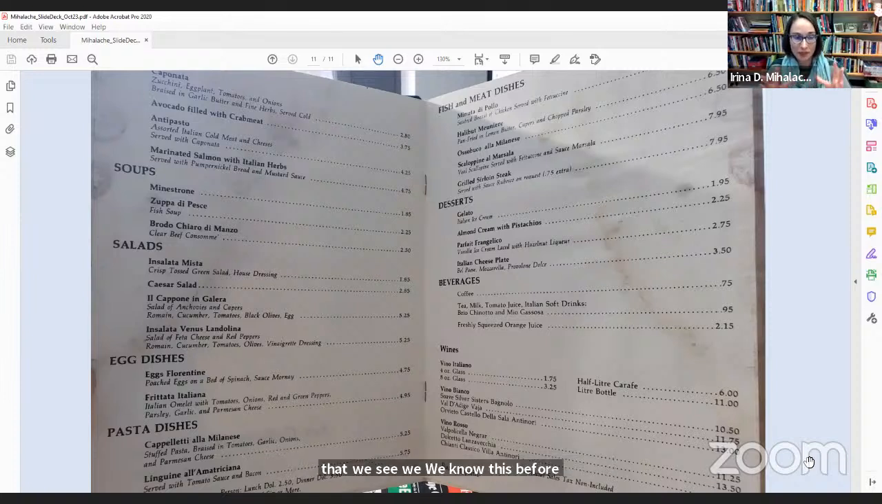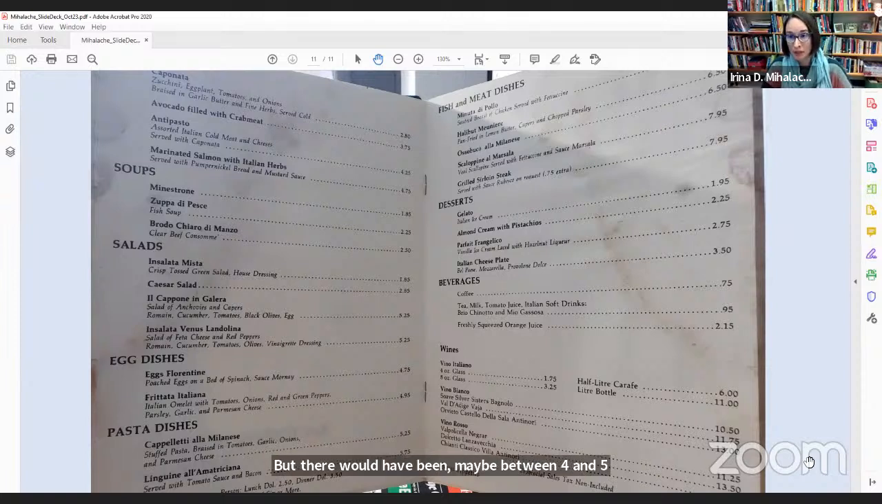So I wanted you to have an idea of these two examples that were quite popular. I wasn't able to include obviously all the elements of the collection, but there would have been maybe between 4 and 5 themed menus, if not more, throughout the year, which I think, if we think from the perspective of a culinary team, is a lot of change and knowledge, right?